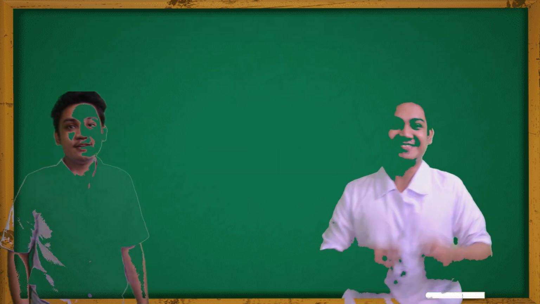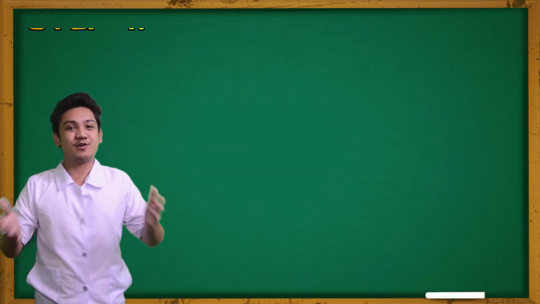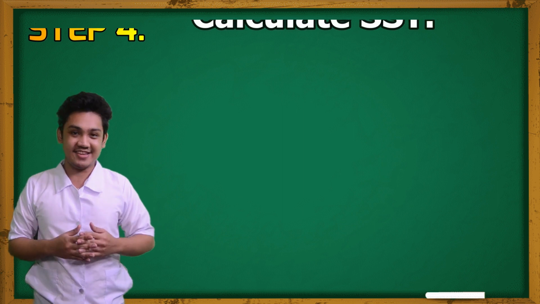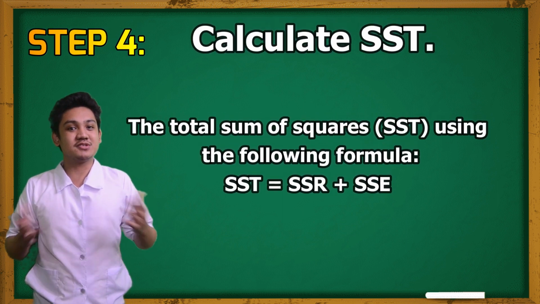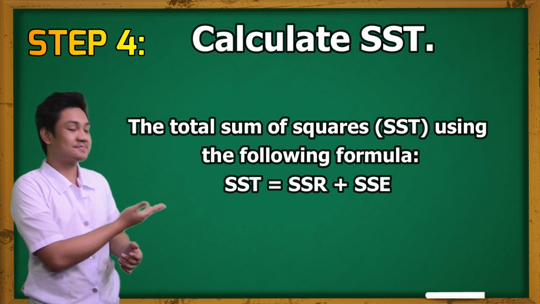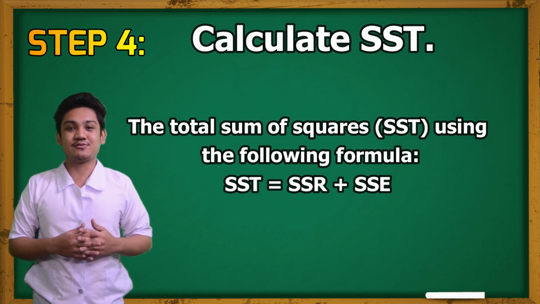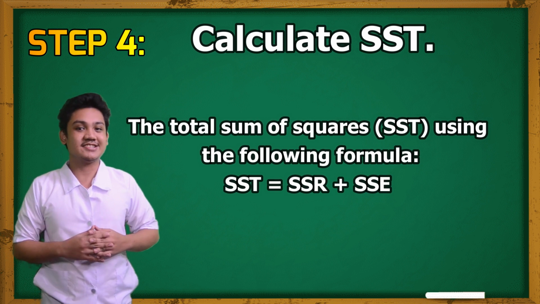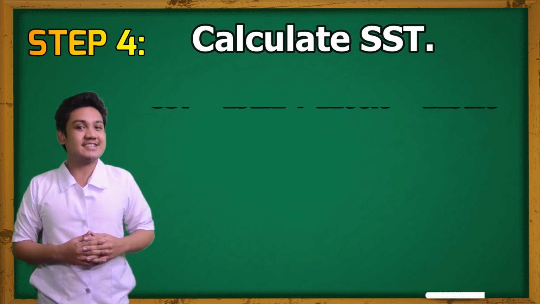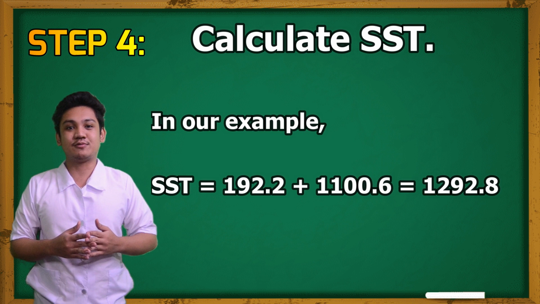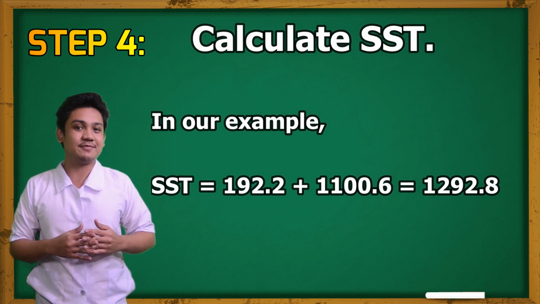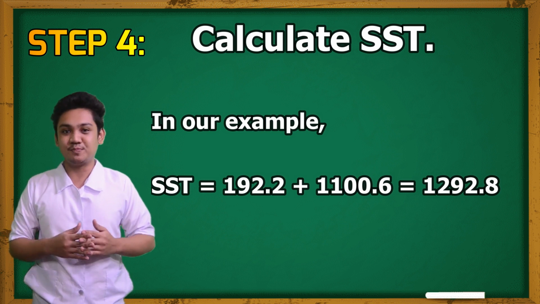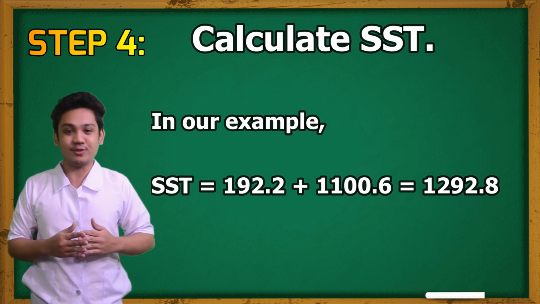1,100.6. For step 4, we are going to calculate the total sum of squares, SST, by using the following formula. The SST is equal to SSR plus SSE. In our example, SST is equal to 192.2 plus 1,100.6. It is equal to 1,292.8.